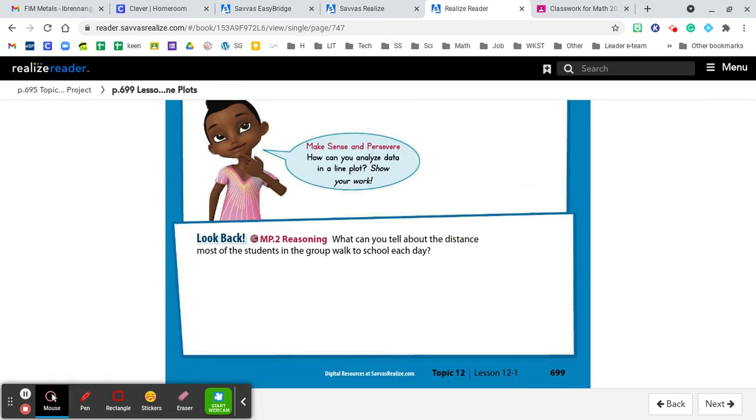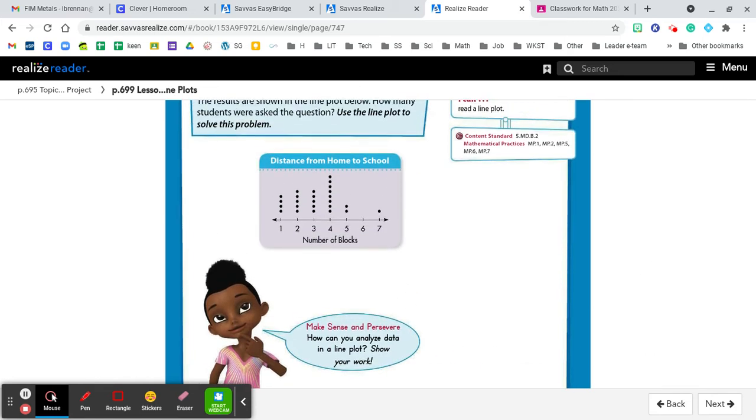And what can you tell about the distance most of the students in the group walk to school each day? And this is interpreting our line plot. So what is the most frequent number of blocks a student walks? That will be the number that has the most set of data. So we would say that would be 4. Here we go, 4.